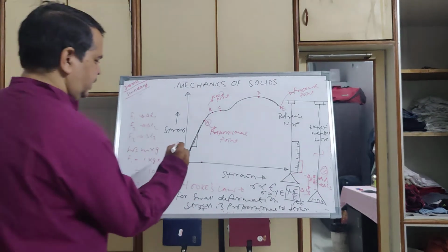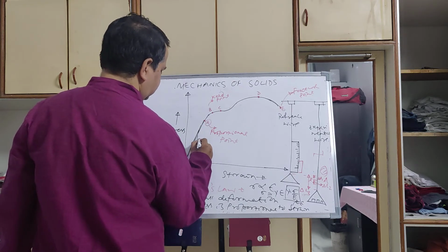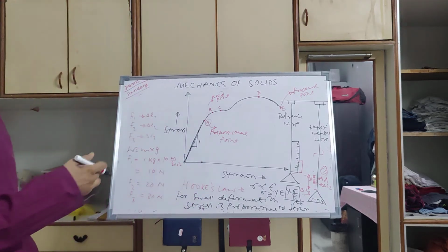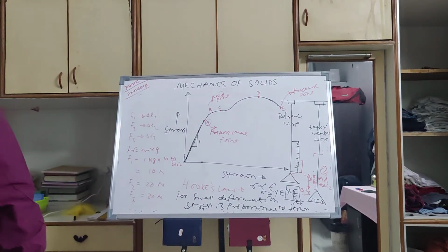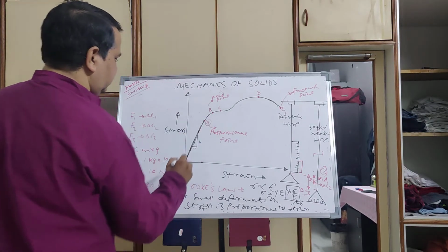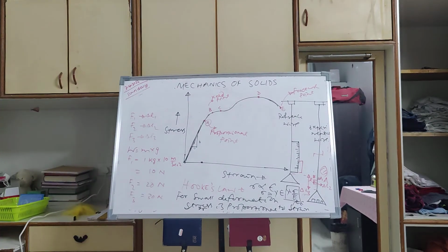Here on the x-axis you have strain, and on the y-axis you have stress. The slope of the curve is nothing but stress by strain, and stress by strain is your Young's modulus. So that is about Hooke's law.